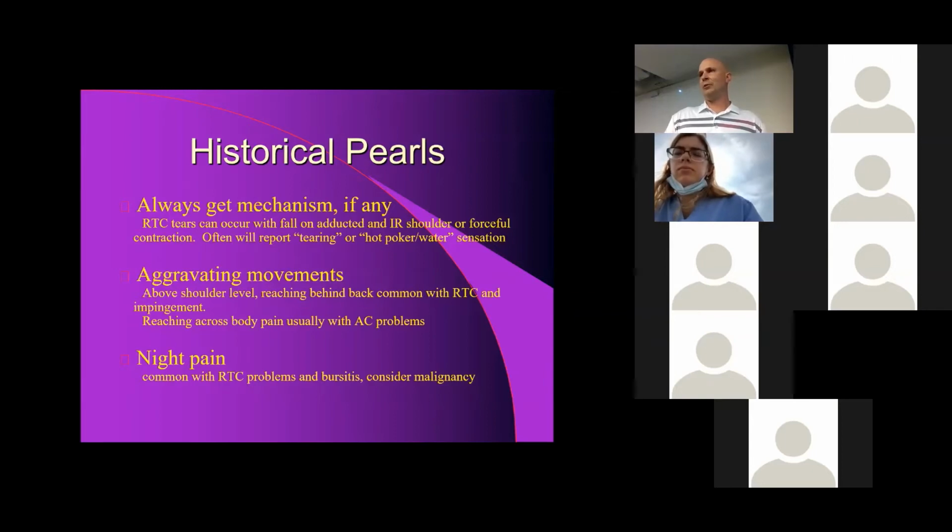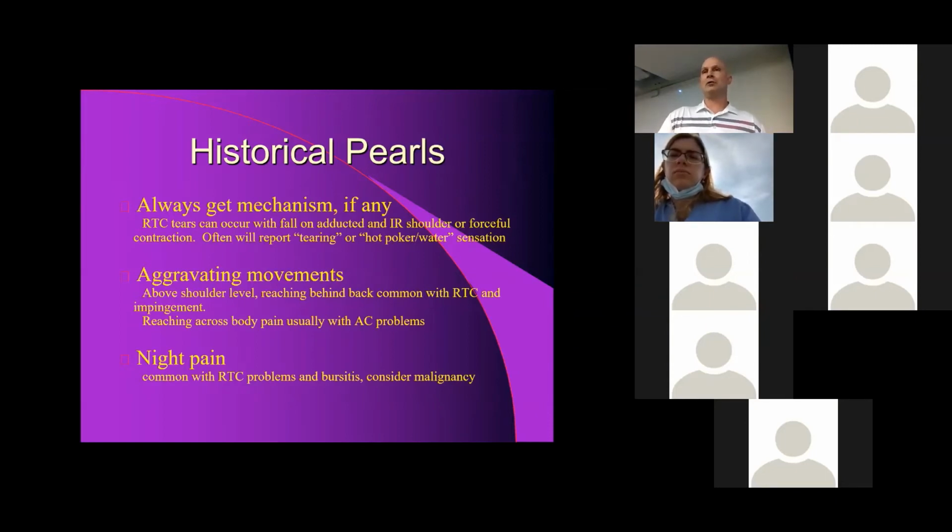People in the general community, which tends to be people 40 and older that have cuff tears, will oftentimes be lifting something, carrying something, reaching out and lifting something. They'll feel like something tear or rip, or feel like a hot water sensation or a hot poker jamming in their shoulder. Those are things that patients have told me over the years that tip you off that maybe there's a significant injury to the shoulder.